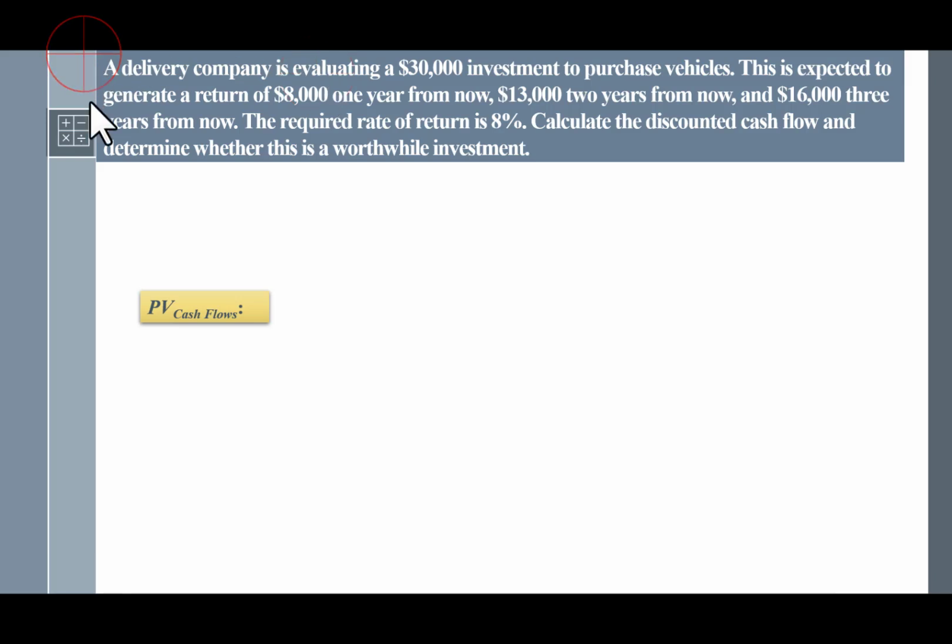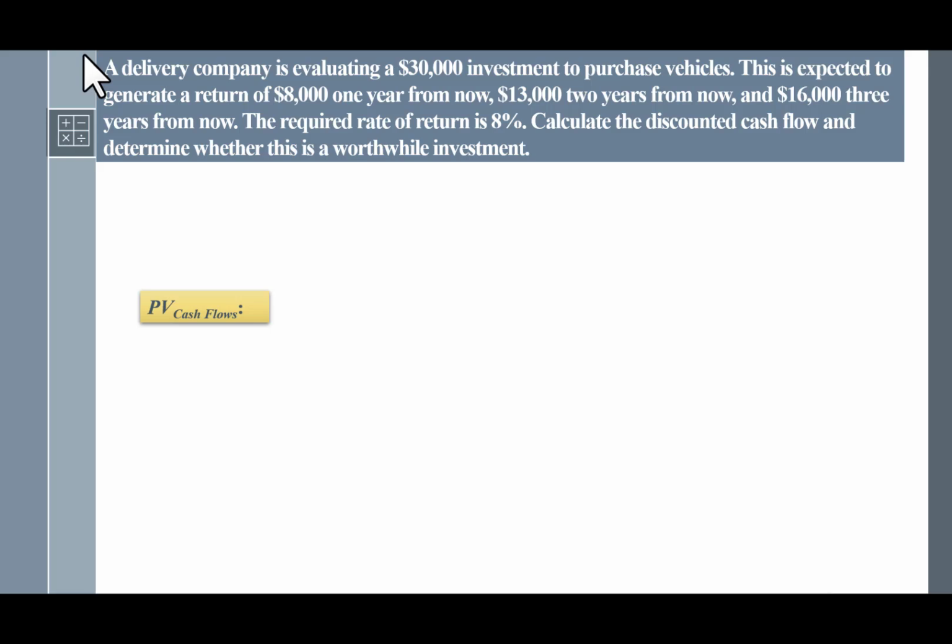Let's look at another example here. A delivery company is evaluating a 30,000 investment to purchase vehicles. So that's the initial investment. They're going to pay 30,000. This is expected to generate a return of 8,000 1 year from now, 13,000 2 years from now, 16,000 3 years from now. The required rate of return is 8%. Calculate the discounted cash flow and determine whether this is a worthwhile investment.